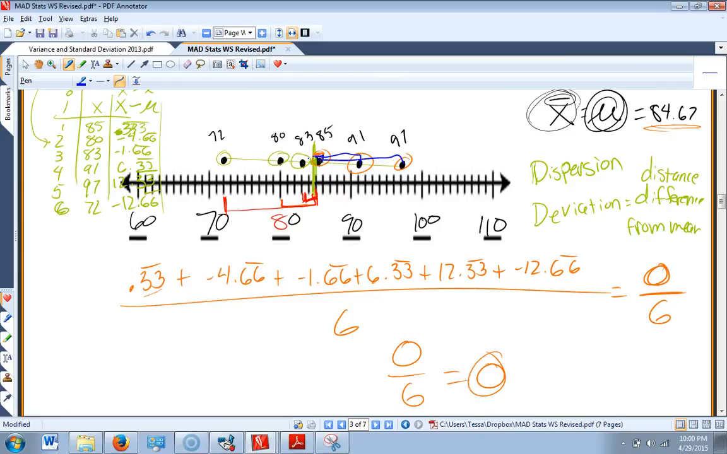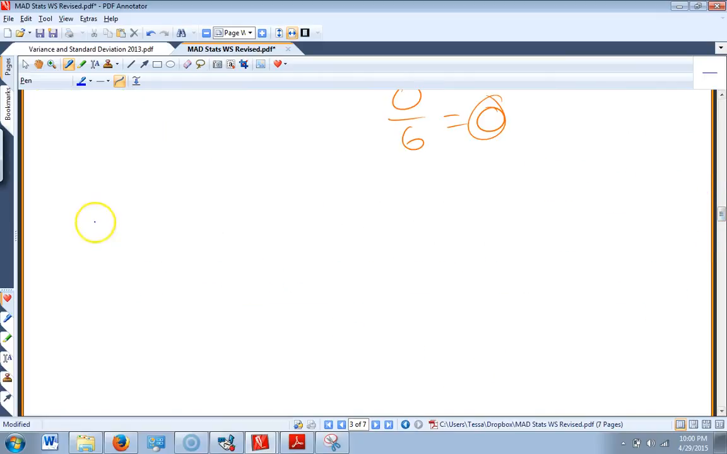The issue is I still want to be able to predict my test score, okay? So because I want to be able to predict my test score, I want to be able to describe this dispersion. And what's really busting me up, what's causing me my issues, is these negative distances here, okay? The fact that those negative distances are canceling out positive distances. So the way we've come up with doing this is the mean absolute deviation, okay?